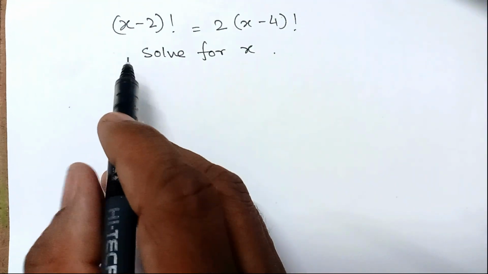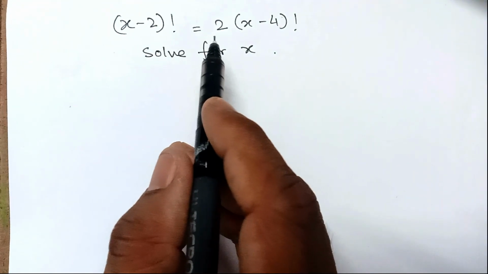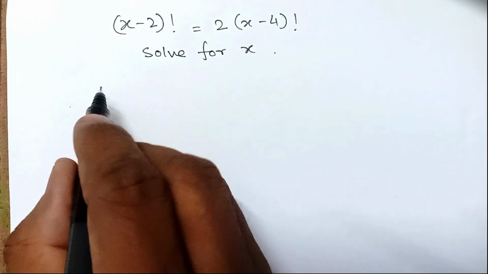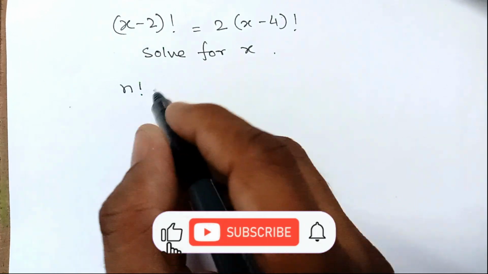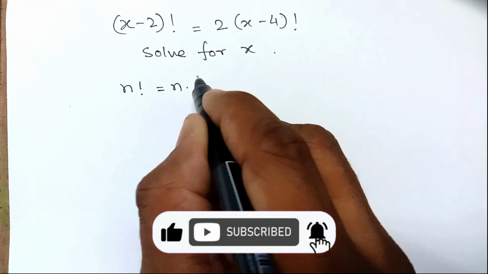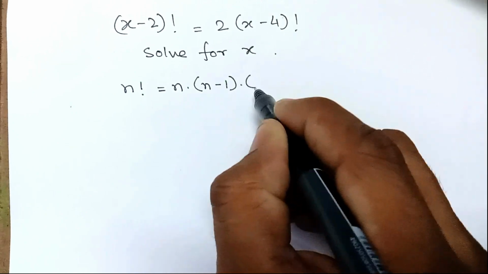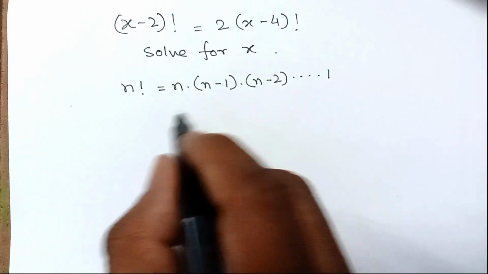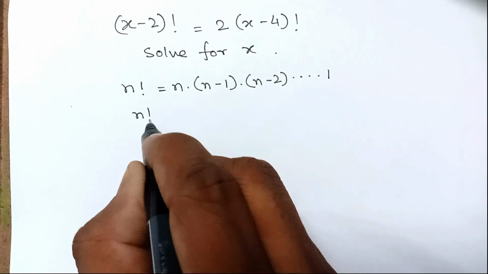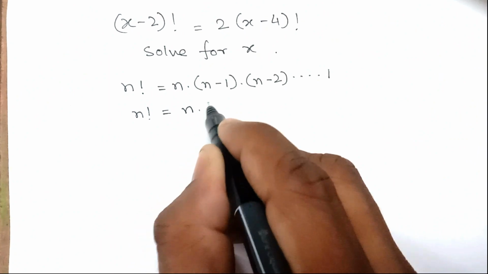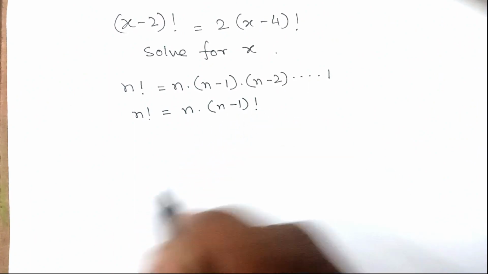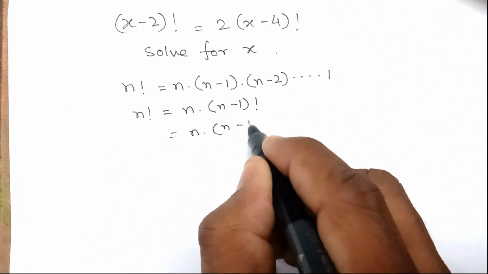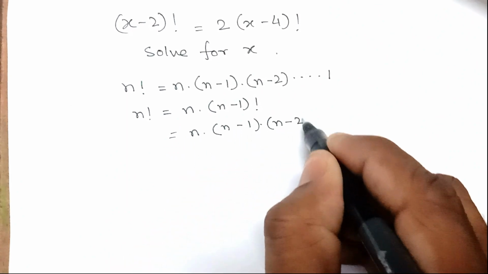So this is our today's problem. (x − 2)! = 2 × (x − 4)!, and we have to find the value of x. Now we know that n! = n × (n − 1) × (n − 2) × ... continued to 1. We can also write n! = n × (n − 1)!, and in turn, we can write this as n × (n − 1) × (n − 2)!.